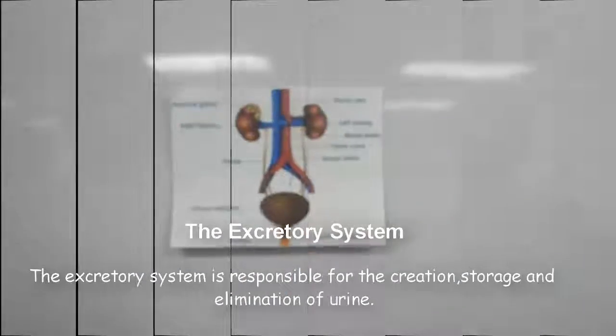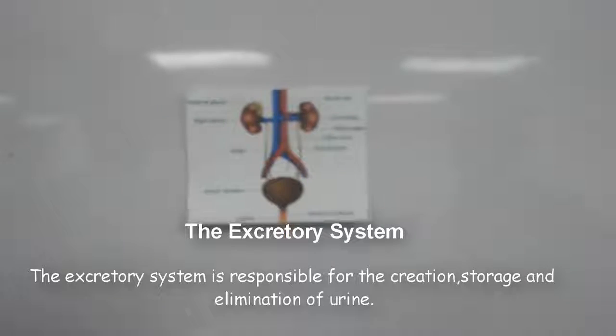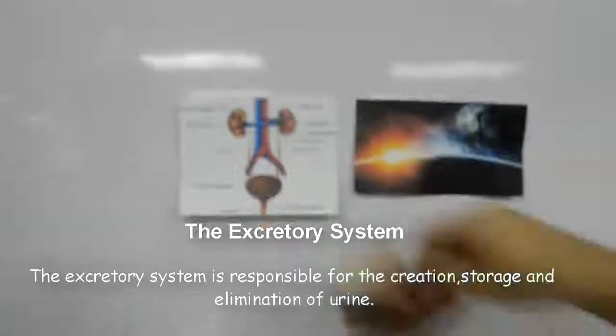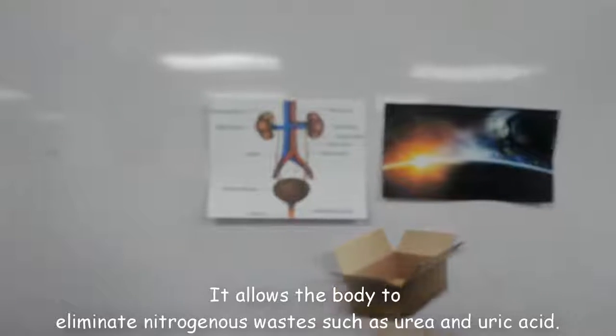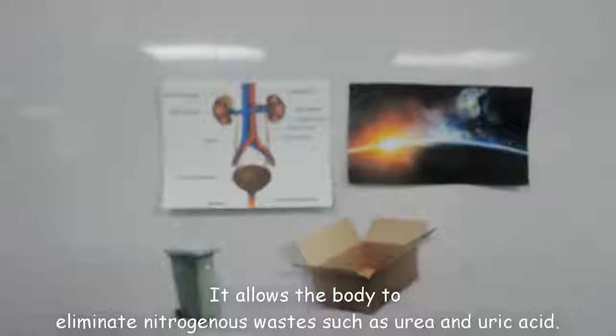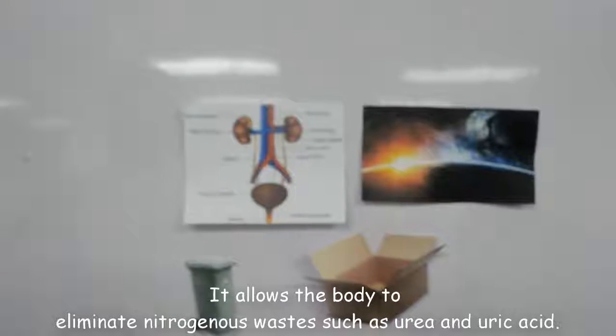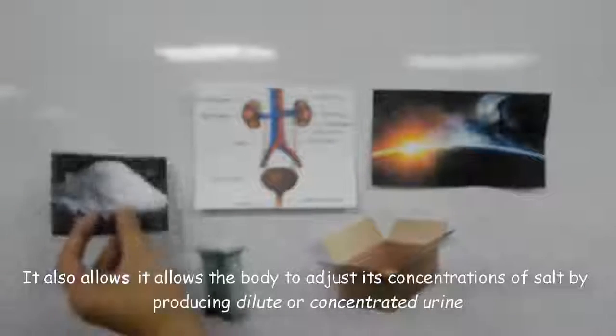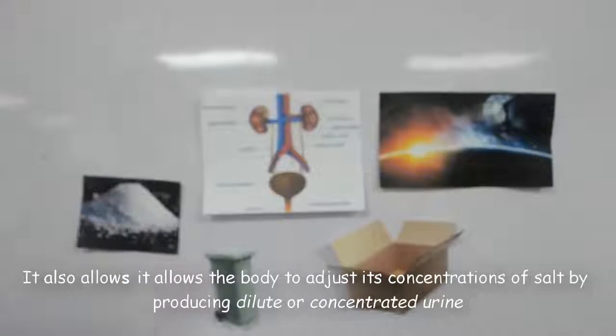The excretory system. The excretory system is responsible for the creation, storage, and elimination of urine. It allows the body to eliminate nitrogenous wastes such as urea and uric acid. It also allows the body to adjust its concentrations of salt by producing dilute or concentrated urine.